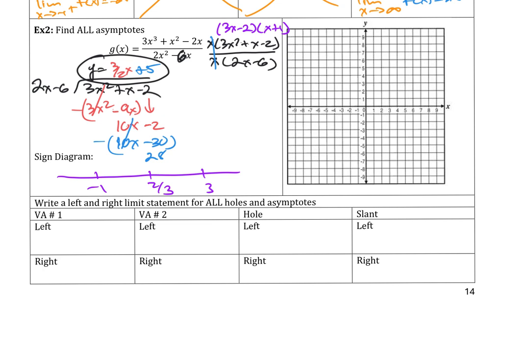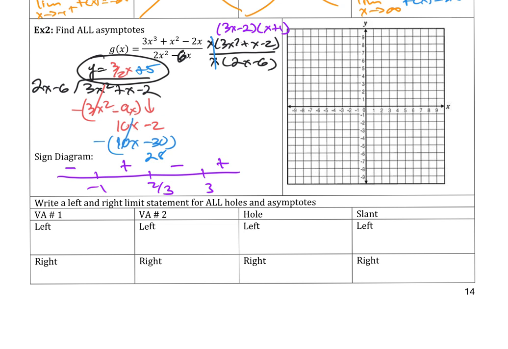If I were to plug in something like negative 4 into my function, I'm going to get a negative value. So I know that it's negative for the function. If I plug in, let's say, a 0 into my function, I know I get a positive value. So this is going to be positive. If I plug in something between 2/3 and 3 into my function, I get a negative value. So I know this is negative. And if I plug in something bigger than 3, I know I get a positive value. So we're going to make this positive.